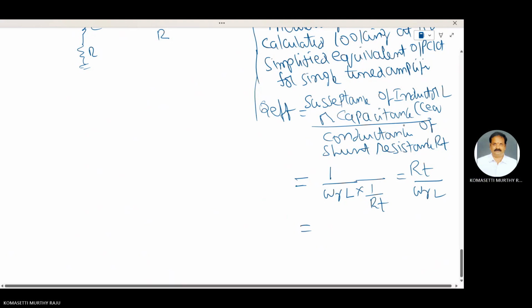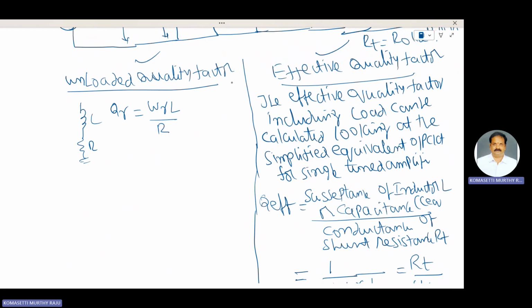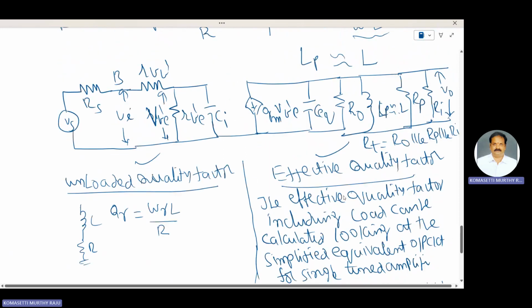Consider capacitance. Susceptance of that capacitance is omega R into C equivalent. By conductance of that shunt resistance is 1 by RT. That is equal to omega C equivalent into RT. These two are equal. This is the unloaded quality factor. QR, this one is effective quality factor, that is called as a loaded quality factor, with the load RT.